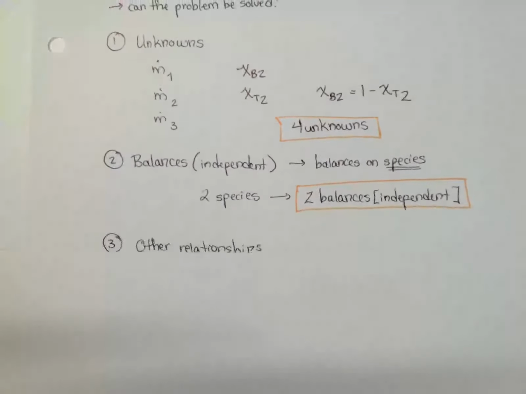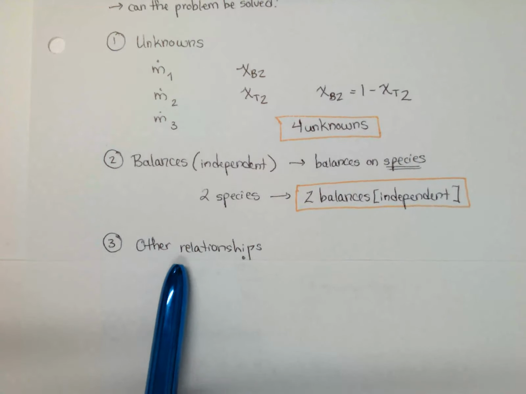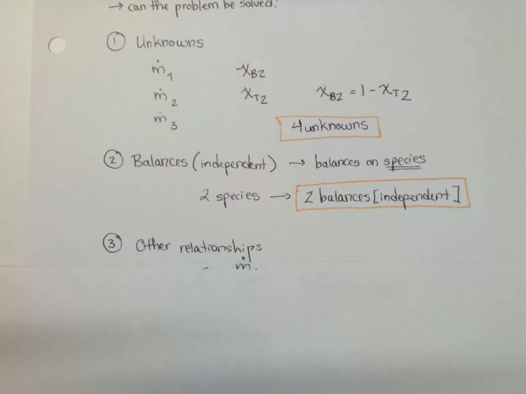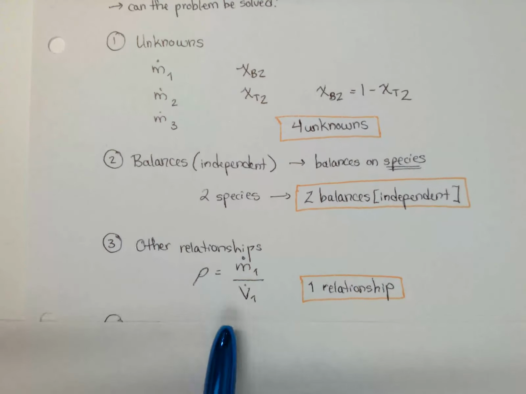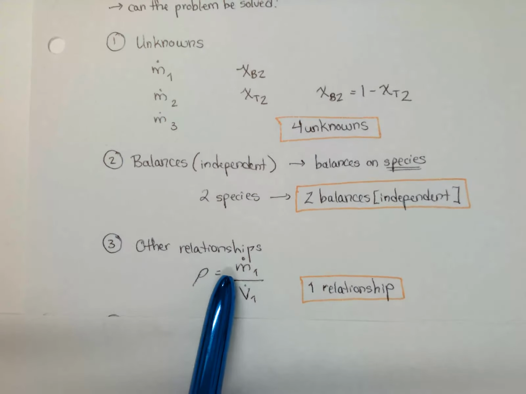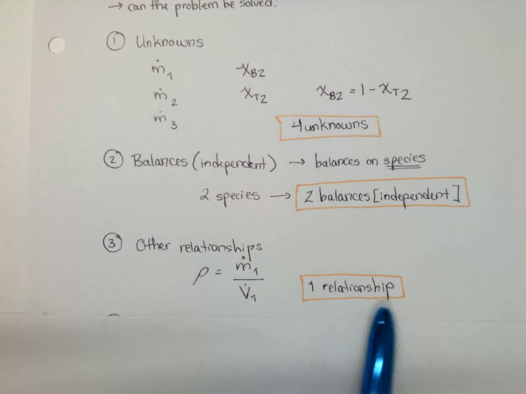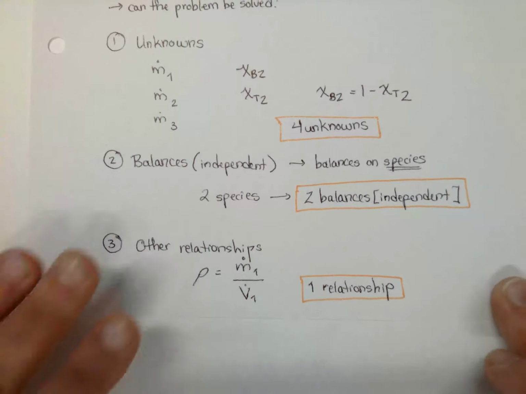The next thing that we do is we go through and see, are there any other relationships that we can exploit in order to help us solve? So in this particular problem, we knew the volume coming in and we knew the density. And we knew that the density and the volume had a relationship to the mass flow in one. So therefore, there's one relationship that we can exploit to help us solve this problem.